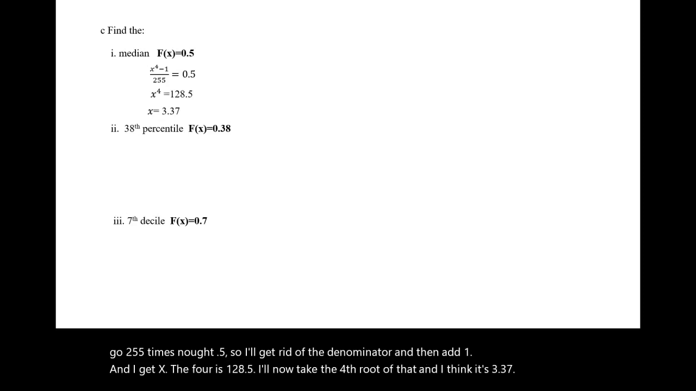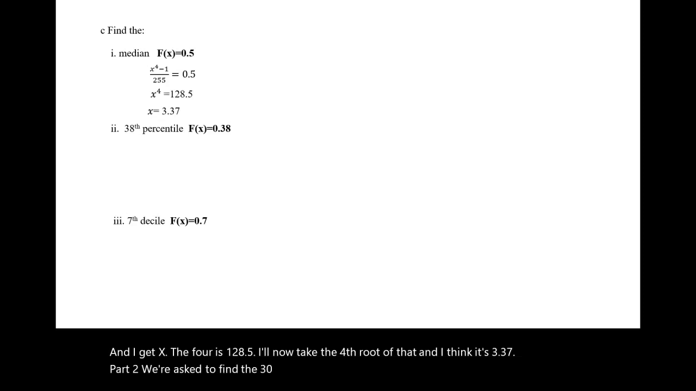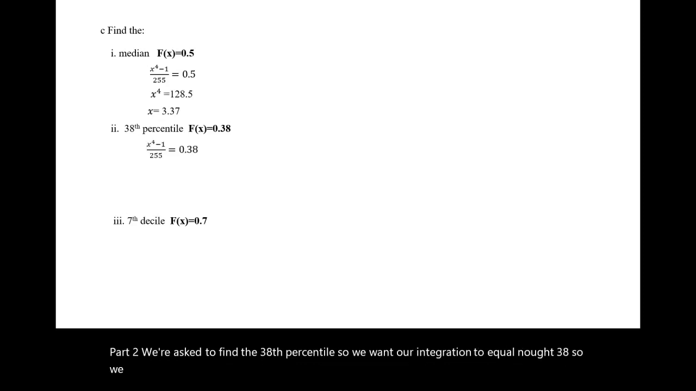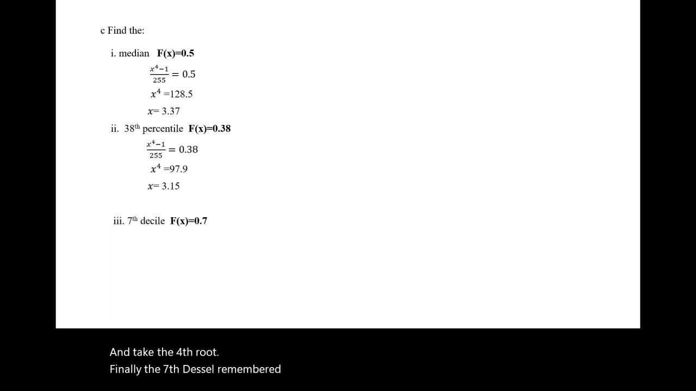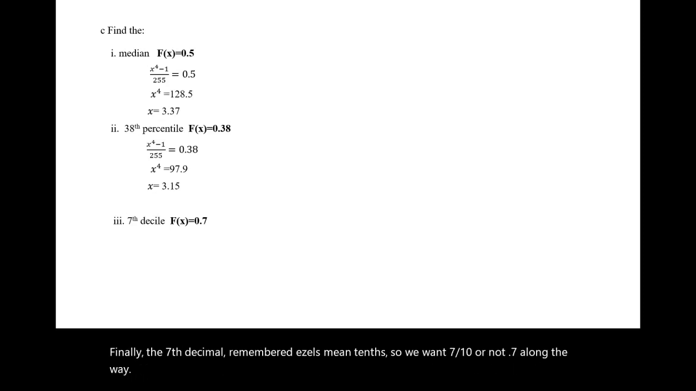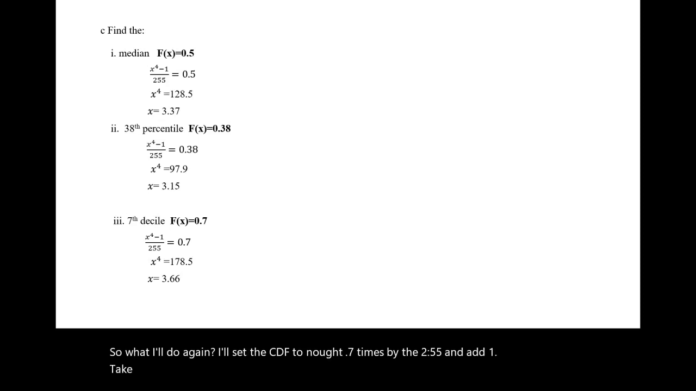Part 2, we're asked to find the 38th percentile. So we want our integration to equal 0.38. So we want our CDF to equal 0.38. Again, times by 255 and add 1, and take the 4th root. Finally, the 7th decile. Remember, deciles mean tenths. So we want 7/10 or 0.7 along the way. So what I'll do, again, I'll set the CDF to 0.7, times by the 255 and add 1, take the 4th root. So as long as you know what to set it to, you can easily solve these problems.